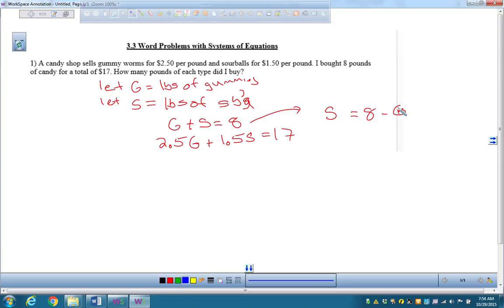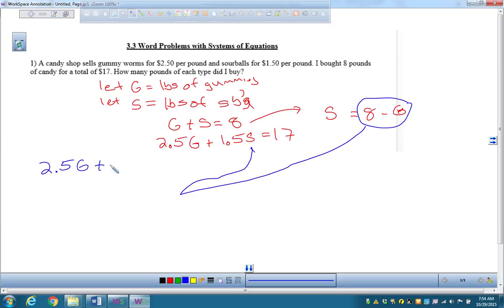Now I'm going to change colors. I'm going to take this and plug it in over here, right? And so I get 2.5G plus 1.5 times 8 minus G equals 17. Do you guys understand what I did? Okay. And now I have an equation that just has G's in it.